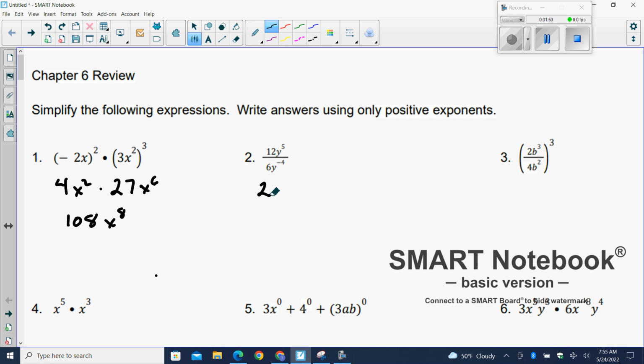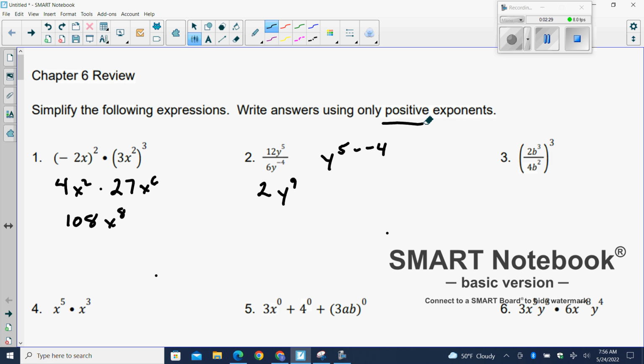Okay? Next thing. When I have division with exponents, I subtract my exponents. So y to the 5th minus a -4 is y to the 9th. I add the exponents. Okay? Since the y to the 9th is positive, and the directions say use only positive exponents, I'm done.